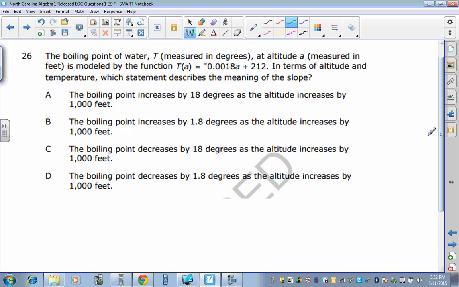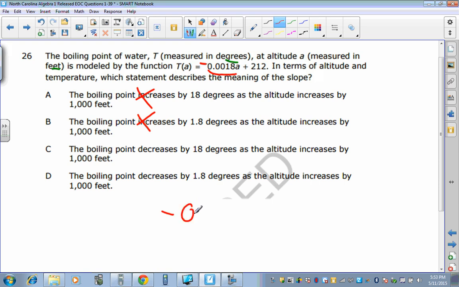Okay, boiling water. Which describes the meaning of the slope? That looks like degrees per feet, because degrees was temperature and then A was feet. So first of all, since that rate of change is negative, we know the boiling point is not going to be increasing as your altitude increases. Your boiling point is going to decrease as your altitude increases. And that is our rate of change.